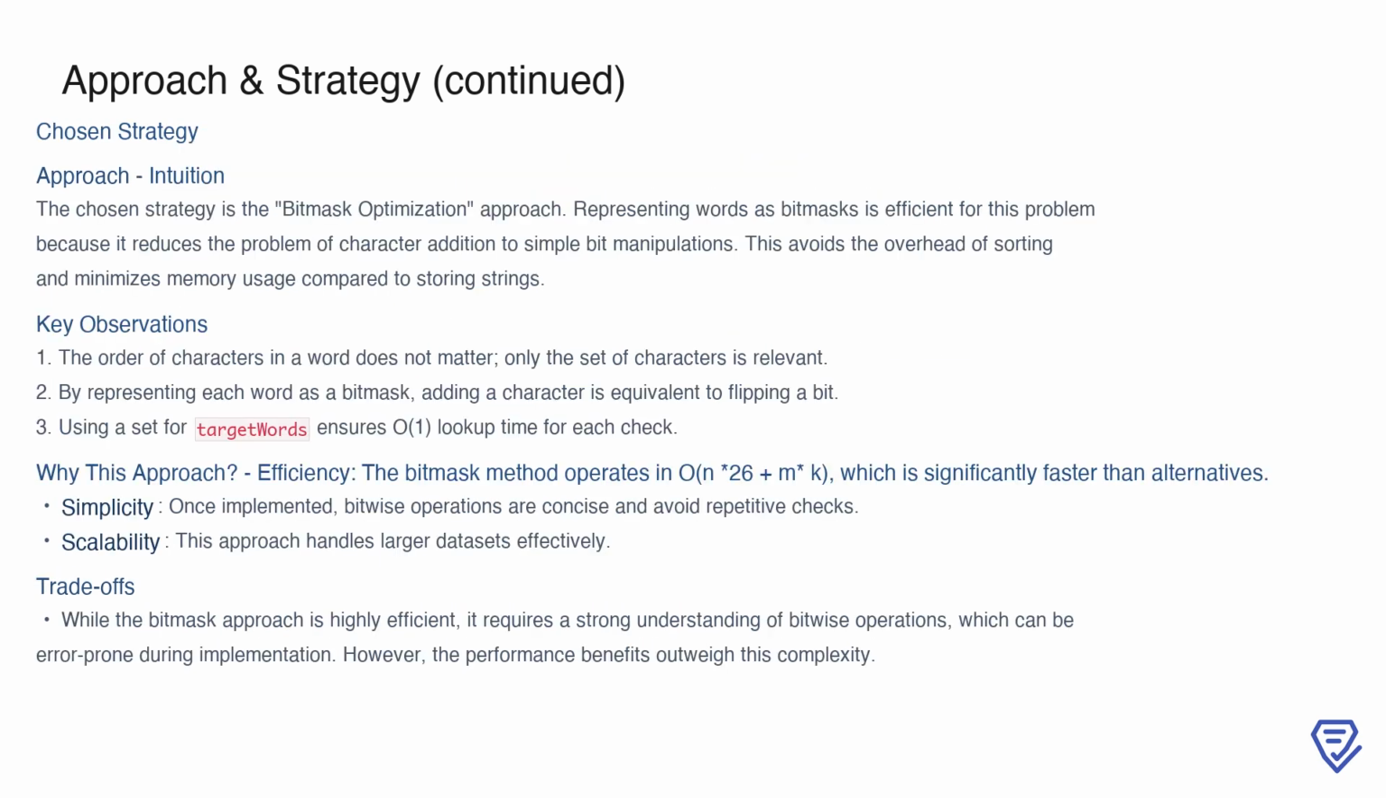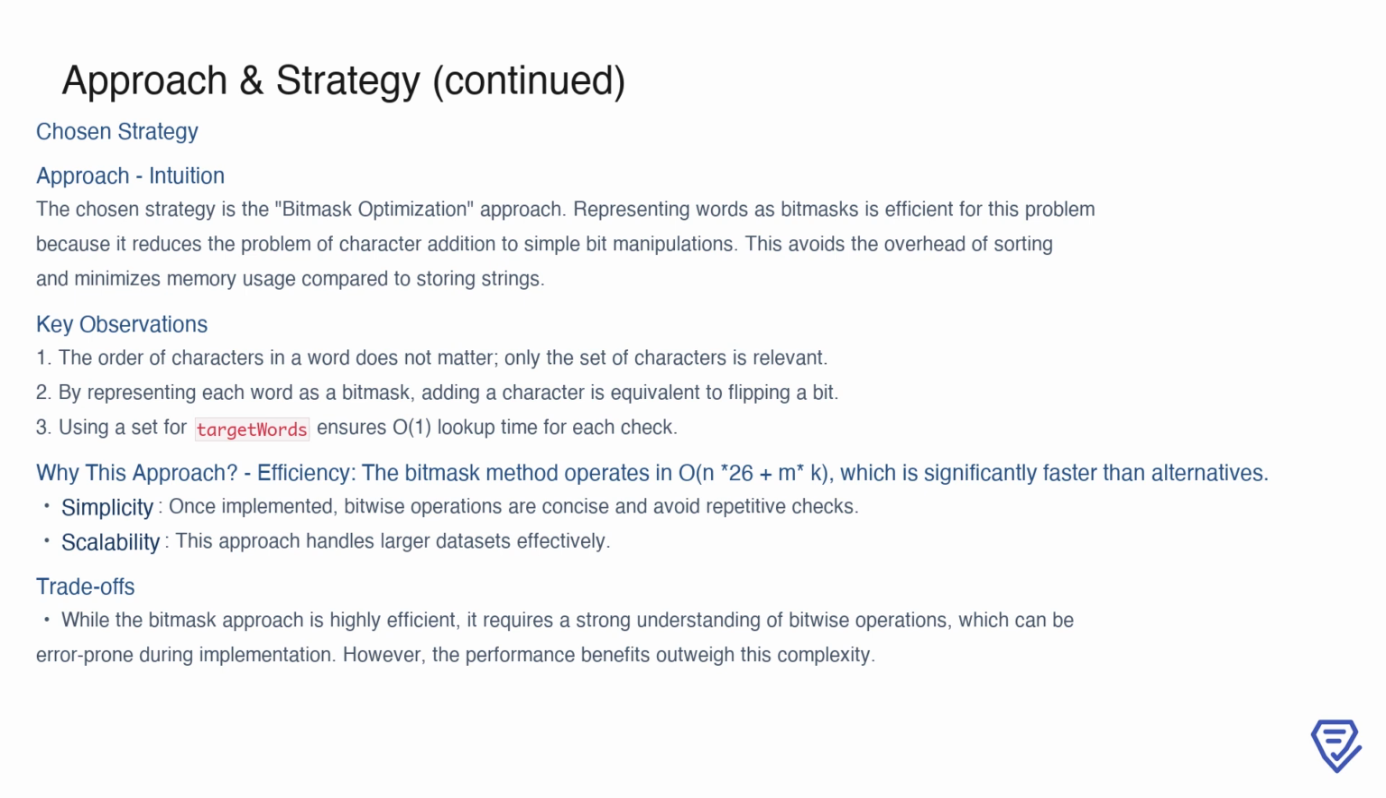The chosen strategy for this problem is the bitmask optimization approach. Representing words as bitmasks is particularly effective because it reduces the character addition step to simple bit manipulations. This eliminates the need for sorting or generating permutations, which can be computationally expensive. There are a few key insights that make this approach ideal. First, the order of characters in a word doesn't matter, only the set of characters does. By using bitmasks, we efficiently represent these sets.